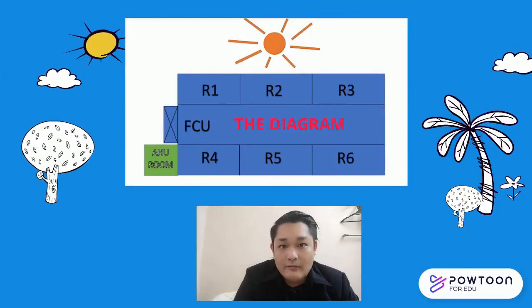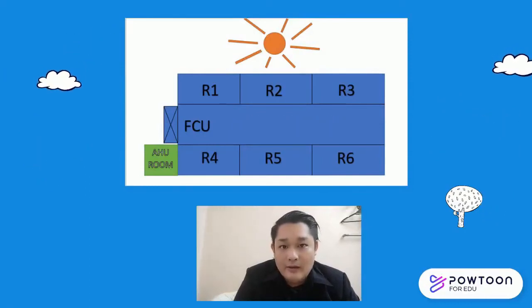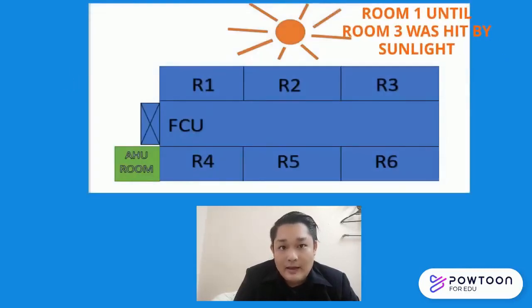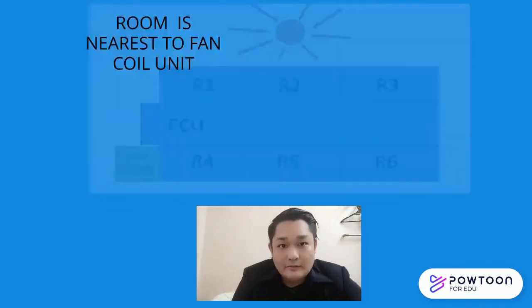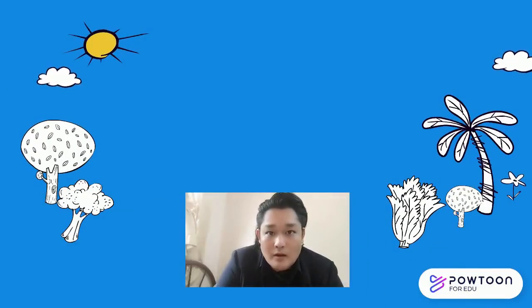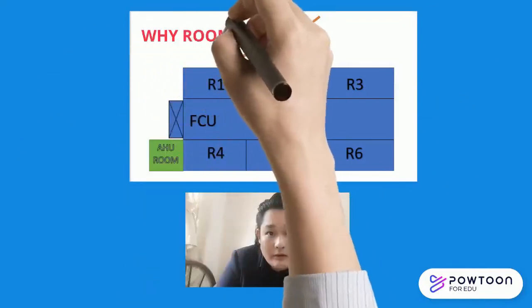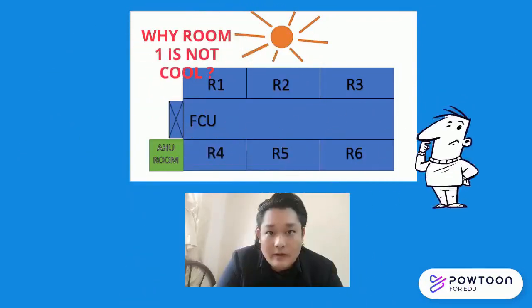Okay, here is the diagram. As we can see, in this diagram we have 6 rooms: from the left is room 1, room 2, room 3, and in front of them are room 4, room 5, room 6. Room 1, 2 and room 3 are near and hit by sunlight. Room 1 is nearest to the fan coil unit, in short FCU. But the problem is, why is room 1 not cool even though it is nearby the fan coil unit?